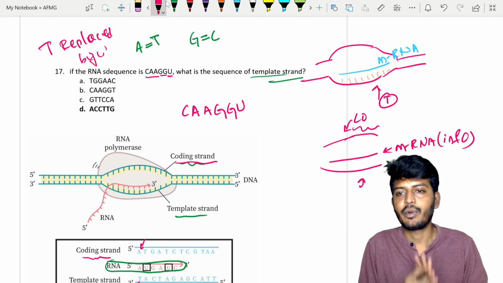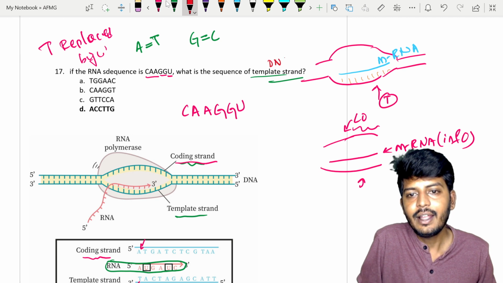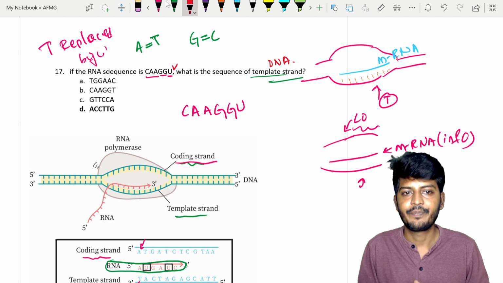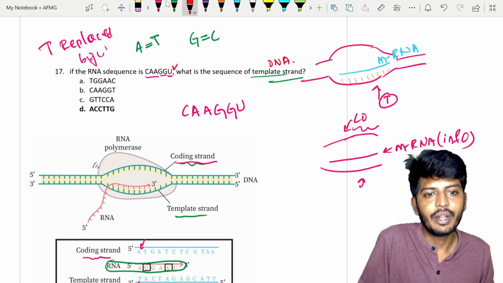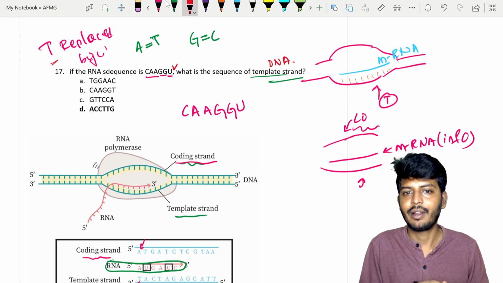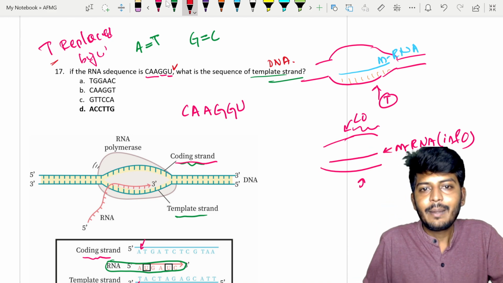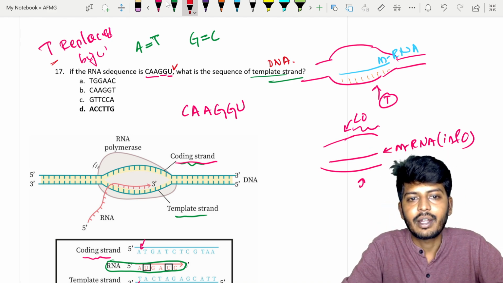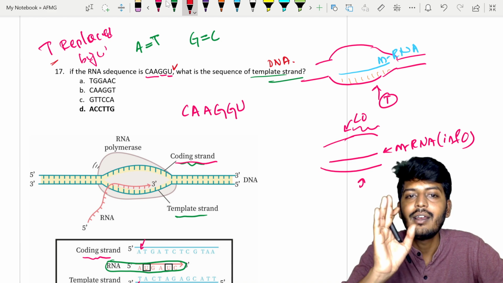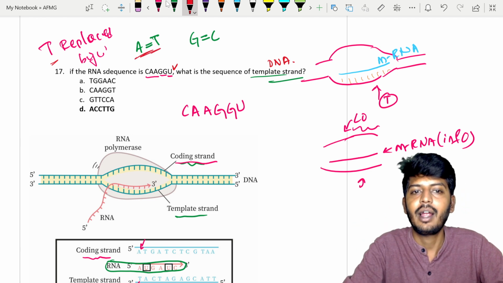Now think about this. First, the template strand. The template strand is DNA. In the DNA, wherever uracil comes, it should be replaced by thymine. Okay. Now let's talk about it. So uracil binds with what? Uracil binds with adenine.